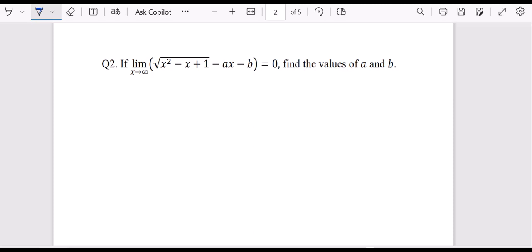Okay, let's come and look at the second question. We have this question. They said if the limit is equal to 0, find the values of A and B. Okay, this question is actually simple. It is not telling us to take the limit as x goes to infinity. No, that's not what it is asking us to do. It is asking us to find the values of A and B. That is all that we had to do.